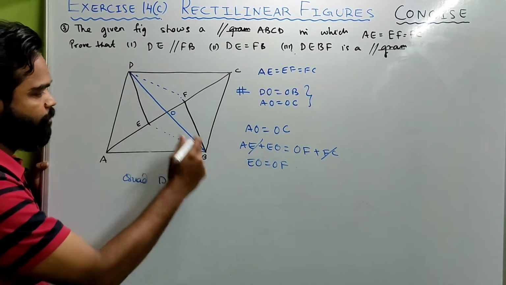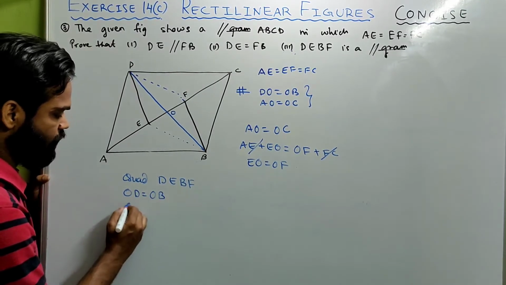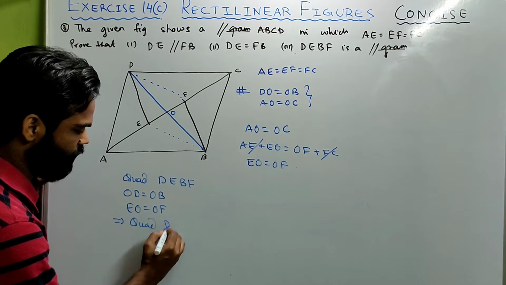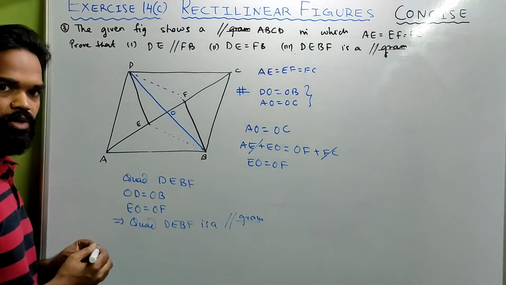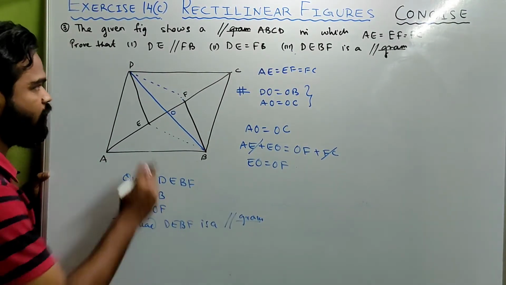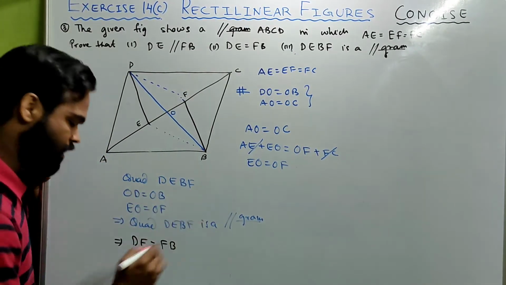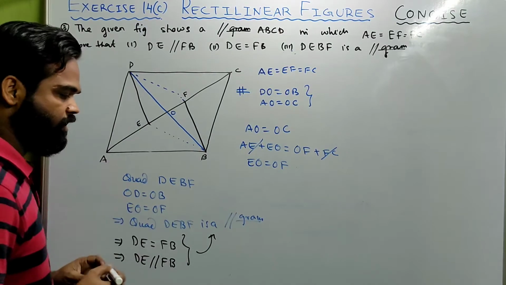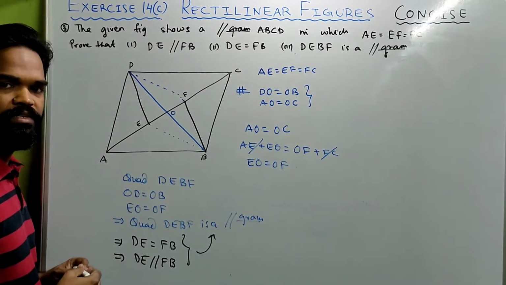Now look at the quadrilateral DEBF. BD and EF are the diagonals, and clearly OD equals OB and EO equals OF. The diagonals bisect each other, which means quadrilateral DEBF is a parallelogram, isn't it? Because the diagonals bisect each other. Once it's a parallelogram, we know that the opposite sides are equal, which means DE will be equal to FB, and the opposite sides are parallel also, which means DE is parallel to FB. Why? Because DEBF is a parallelogram. Done. Very easy. Okay, first prove this part and then the two parts.